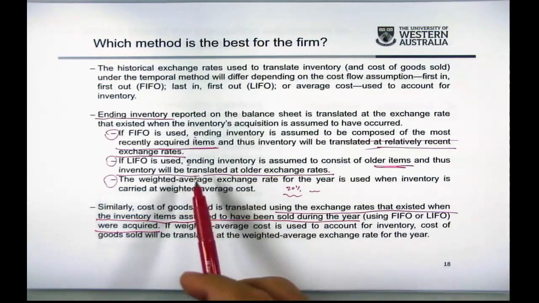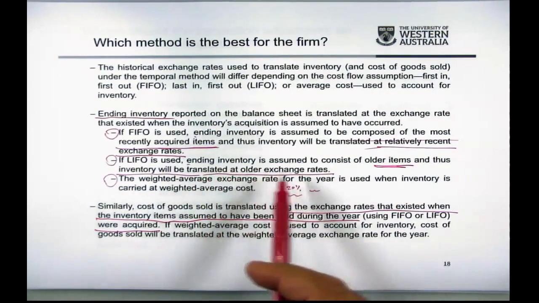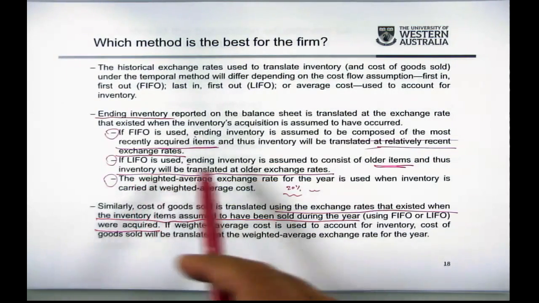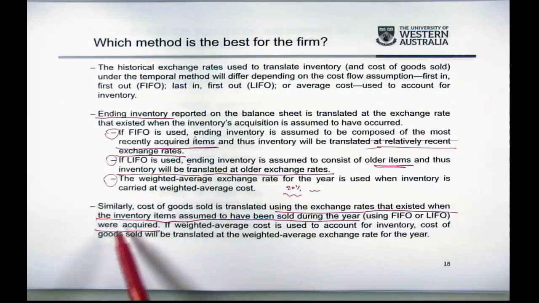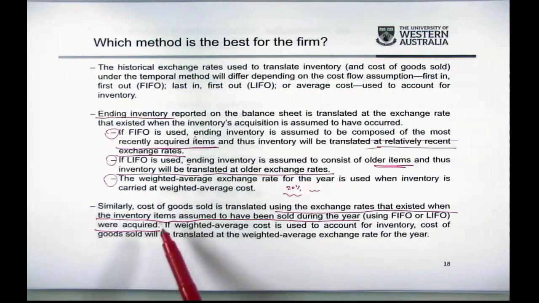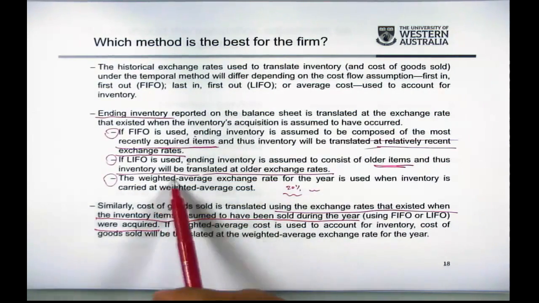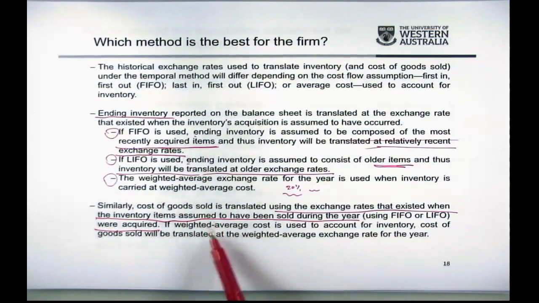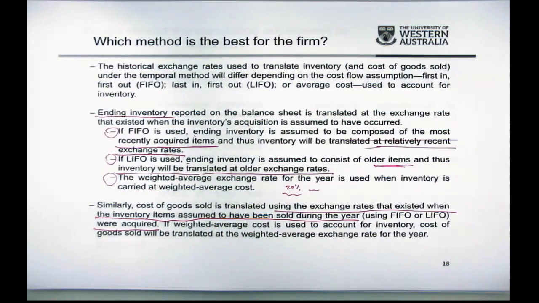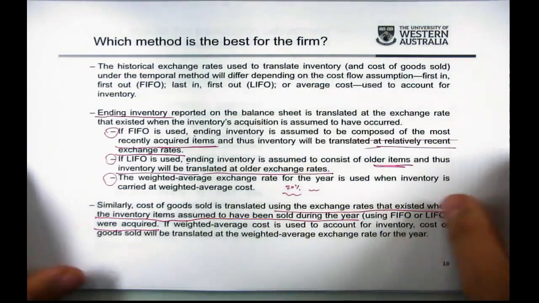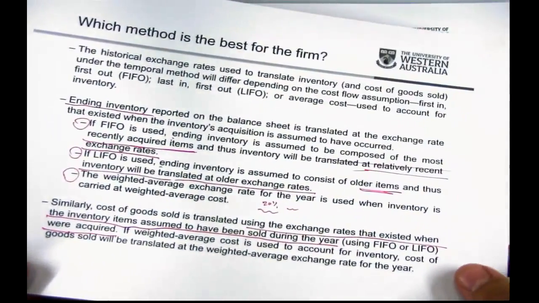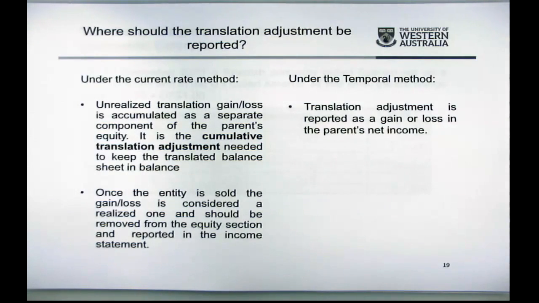And the opposite is true here. Here we use the old exchange rate to translate the inventory, but we use the recent exchange rate to translate the cost of goods sold. Make sense? And if this one is used, we use the same stuff here. If we use average cost, we calculate the weighted average exchange rate, and we apply it here in the calculation of the cost of goods sold. Make sense? Again, I'm not going to ask you something very sophisticated like this. It will be something very simple, as we shall see shortly.